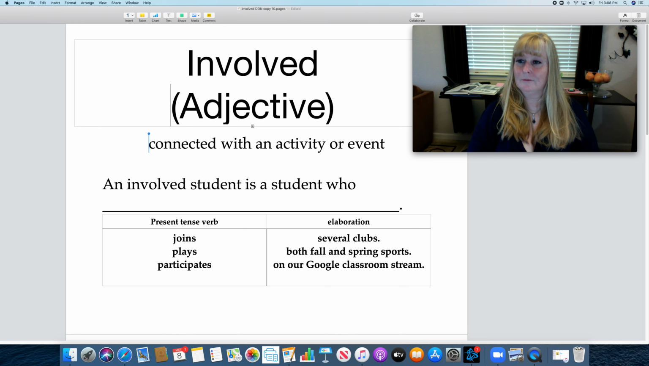Okay, and here's my little extra nugget that I'm going to put into the video. I was an involved student when I was in high school. See, that's what an adjective does. It describes a noun. I was a student is a noun. What kind of student was I? I was an involved student. And when I was in high school, I'm going to share something with you. I was in journalism. That means that I wrote for my school's newspaper.